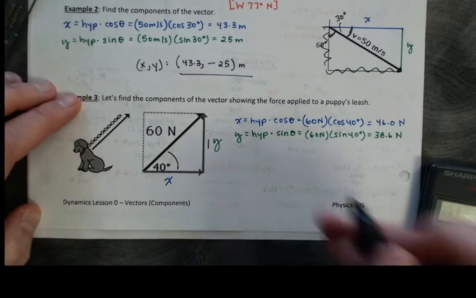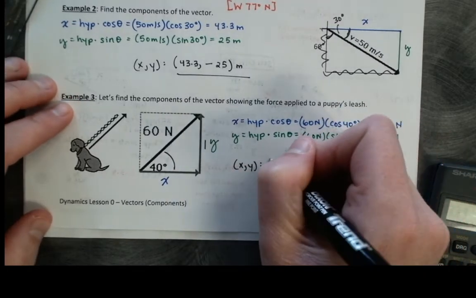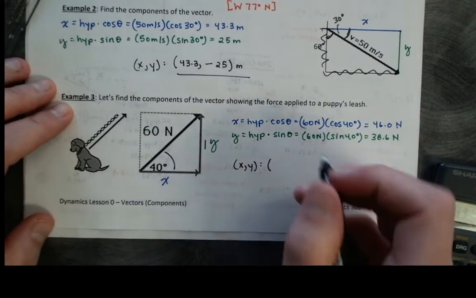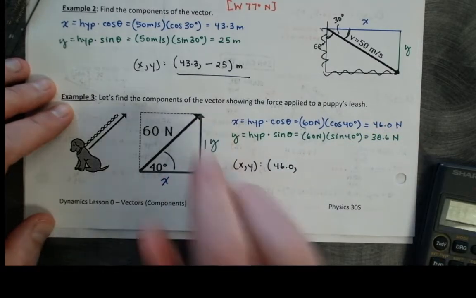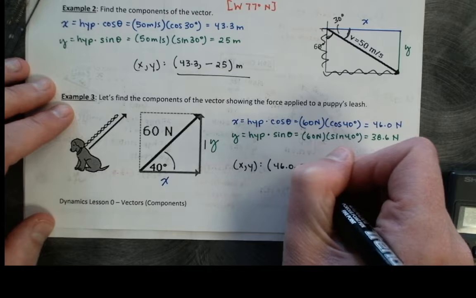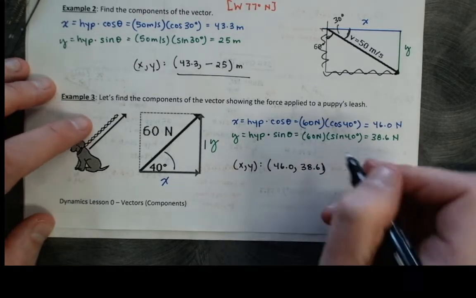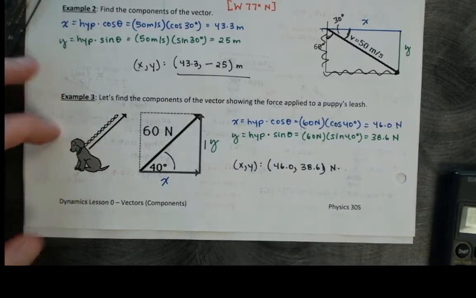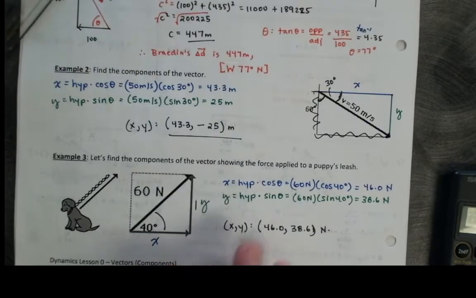Now, let's write them in proper components. Our x is to the right, so that means it's positive. Our y is up, which is also positive. Okay, and then newtons. Okay, easy peasy.